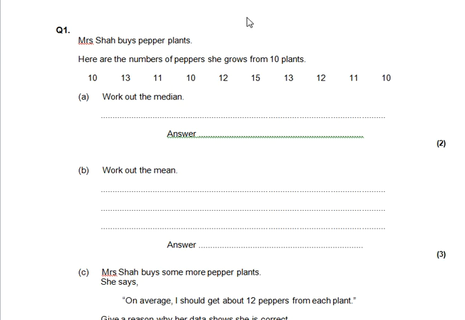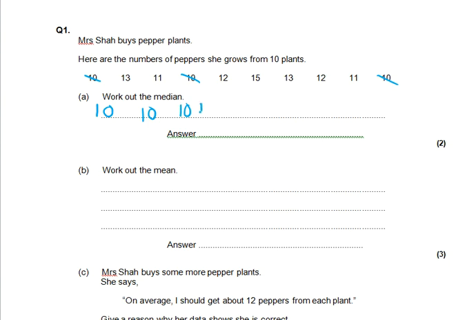Okay, so to start off with this one, here is the peppers grown for 10 plants, work out the median. So the first thing we need to do is put them in order. So we've got 10, 10, 10. It might be worth scoring them out as you go.